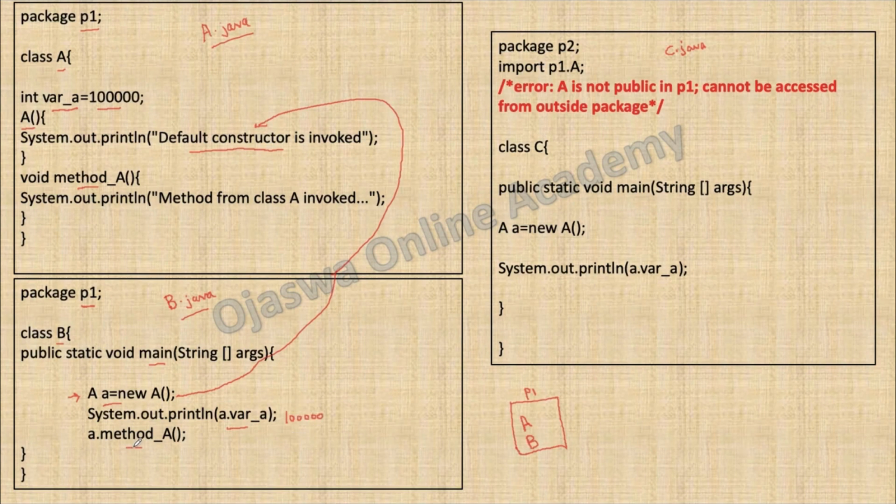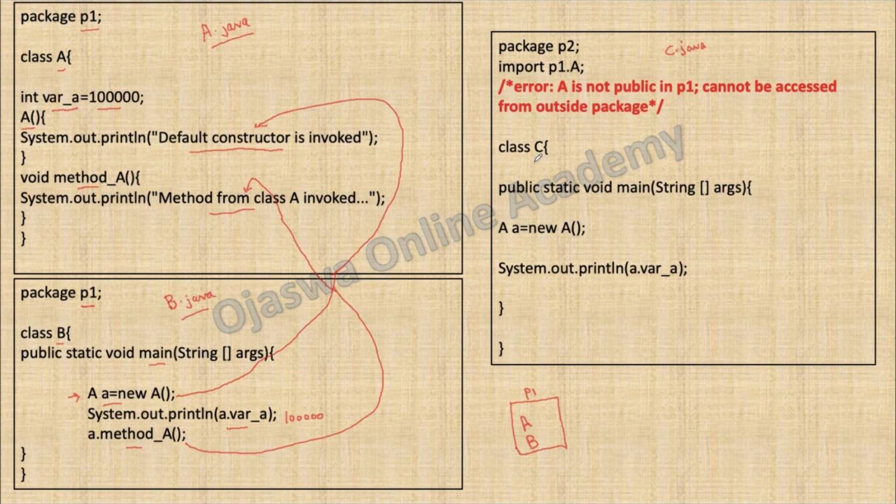And next is, we are giving a call to the method. So control of the program goes to the method definition, and this statement, method from class A invoked, is printed to the console. So over here, the code is working fine without any errors. And class A is accessible to class B because both the classes are in the same package and have default access.